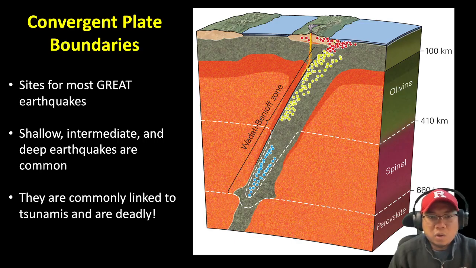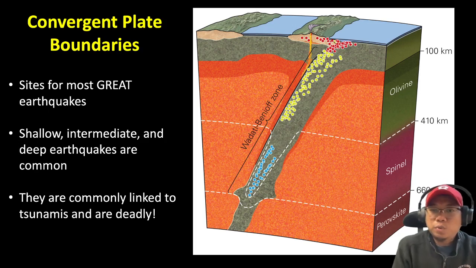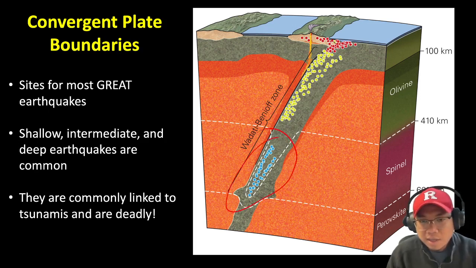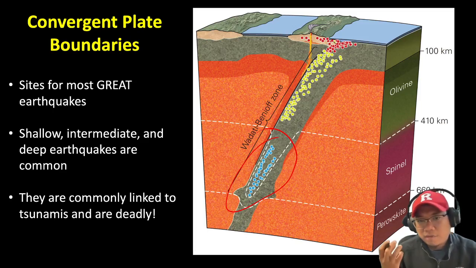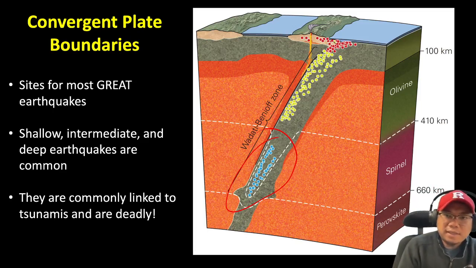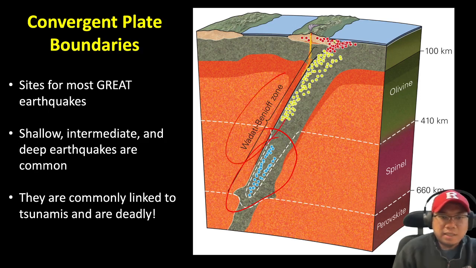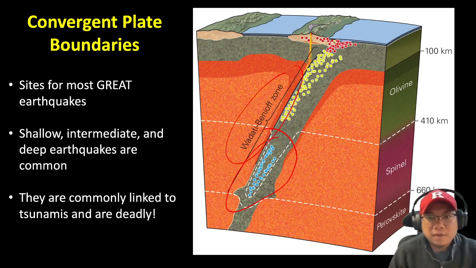Convergent plate boundaries are also great places for earthquakes to occur, and not only that, they can also produce deep earthquakes. As you can see here, these blue circles actually go down to 600 kilometers. Okay, and convergent plate boundary is the only plate boundary that can generate very deep earthquakes, and this is the zone of earthquakes right here, and this zone is called the Wadati-Benioff zone.